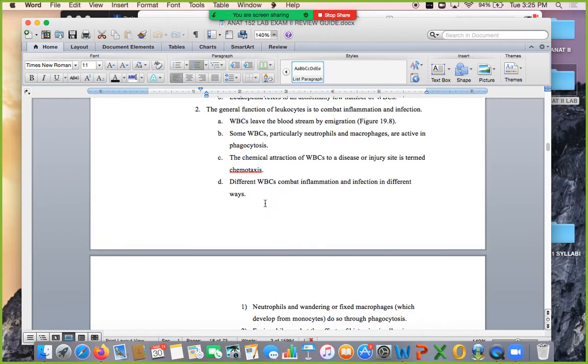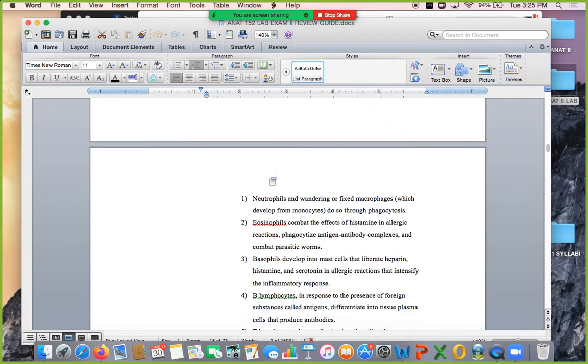They're going to get out of the bloodstream by a process called emigration when there's a site of inflammation or injury nearby. They're attracted by what's called chemotaxis, and sometimes they're active in phagocytosis too, which is engulfing and ingesting the foreign invader.